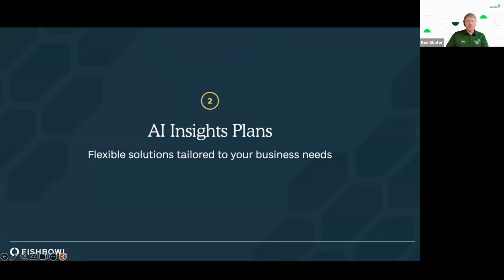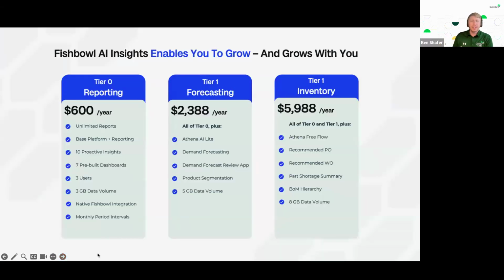So just a quick overview of those different plans. We do have 3 different tiers of offering within Fishbowl AI Insights. One starting with our tier 0, which is more of our reporting package. Then when we move on to our tier 1, that's when we start introducing the forecasting that we can provide through AI Insights. And then finally, when we go to tier 2, is where we are in that inventory optimization type space. So really, wherever you're at as an organization, we have a different level to get you guys started that's going to fit with where you're at in your business growth.